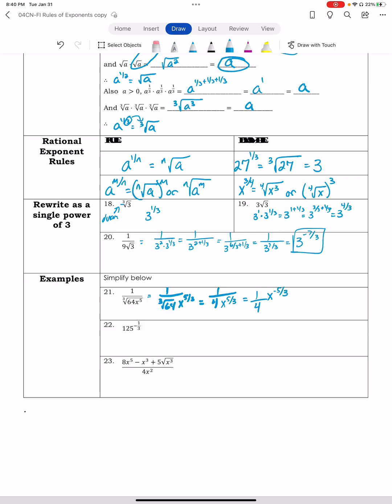This next guy right here, my negative exponent, this is the same thing as 1 over 125 to the 1/3, which is the same thing as 1 over the cubed root of 125. So this is going to be 1 over 5.